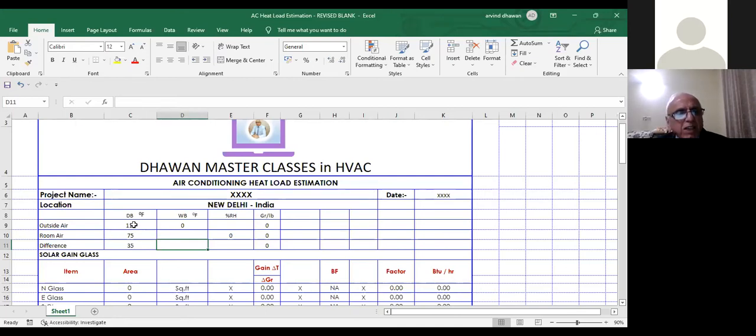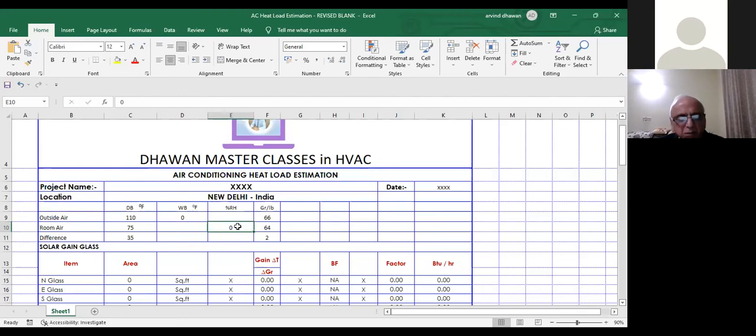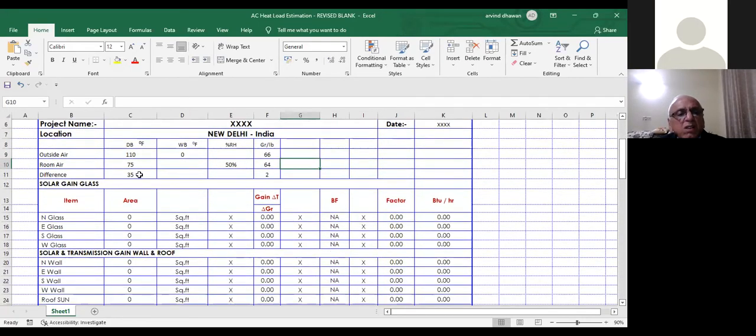You just fill in this outside air, room air, wet bulb. This you have to find from your psychrometrics. Fill in this, fill in this. Suppose this is 66, this is 66, and let us say this is 64. You have entered this from the psychrometrics. So you have got delta T is 35 and delta grain is 2. And whatever wet bulb you mentioned, what percentage did you mention? Let's say the percent is 50%. Now suppose this. Let me highlight this in yellow. Let me highlight this in green.